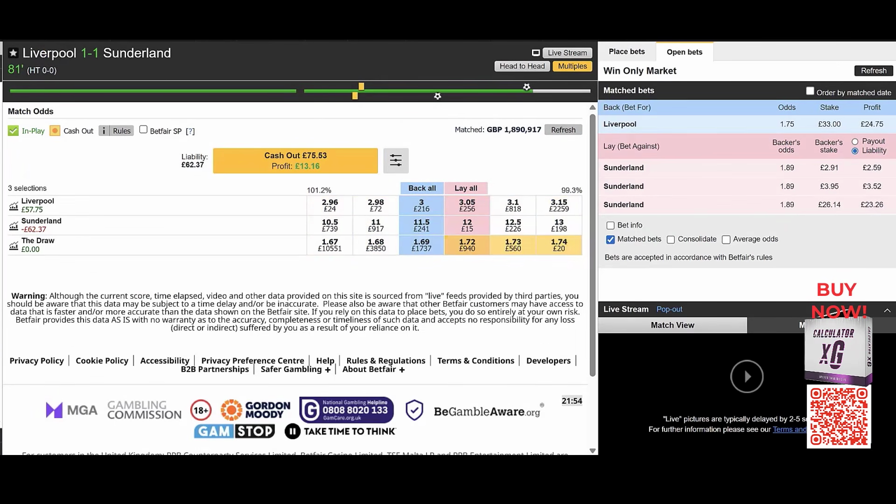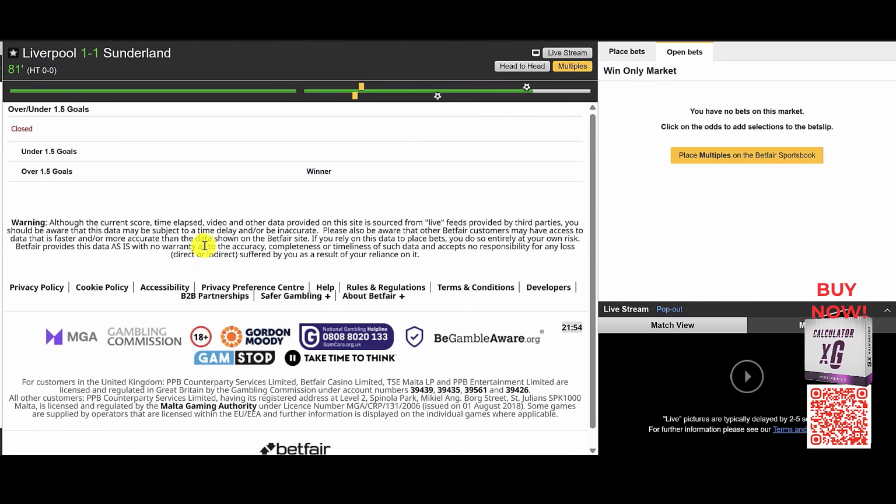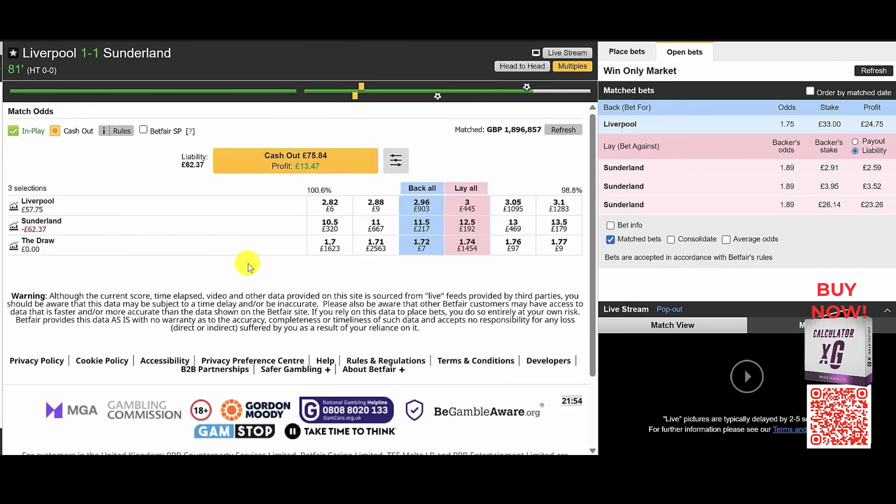Liverpool 1, Sunderland 1. So we've landed the profit on the over 1.5 goals. You have to play the video back to see exactly what that profit was. But anyway, that is profit in the bank. We're now looking at the match odds market. We've obviously got now some leverage to use on this match, depending on what we think is going to happen.